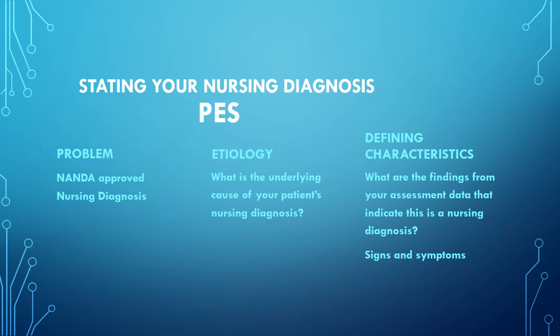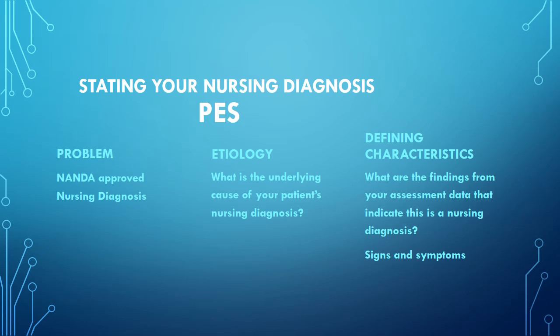Next part of the statement is the etiology. And the etiology is what is the underlying cause of your patient's nursing diagnosis. So this is the part of the diagnostic statement that tells us, the reader, what the nurse feels is underlying, where this problem came from. What's the underlying cause of this nursing diagnosis?